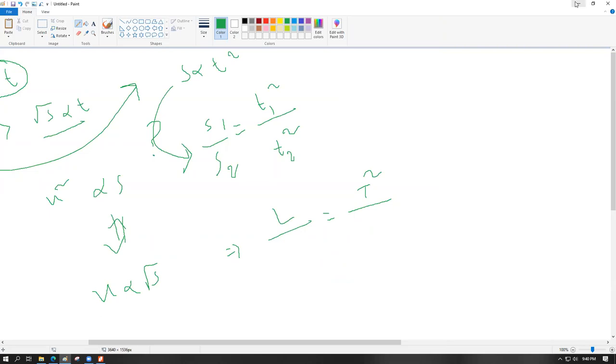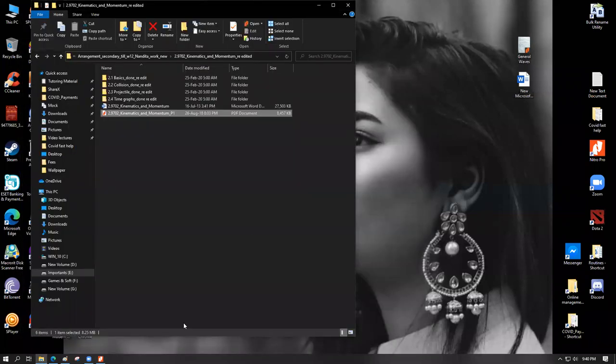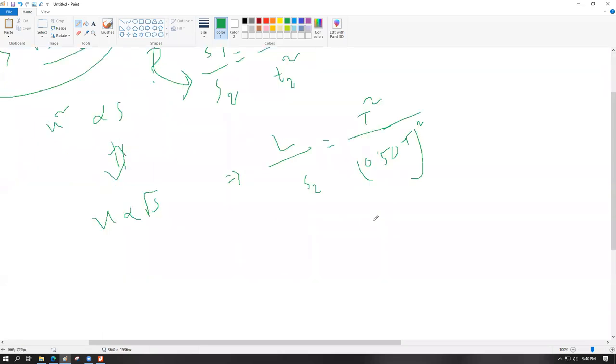And then it asks how much would it have fallen within a time period of 0.50 T. So I'm going to write 0.50 T whole squared. This is my time that is given. I want to calculate the unknown. Let's say that unknown in this case is s2. You could write x over here, whatever you want, but I prefer not to include more variables. Just cross multiply. You're going to have to calculate how much s2 is in terms of L. You're going to get a number over here.